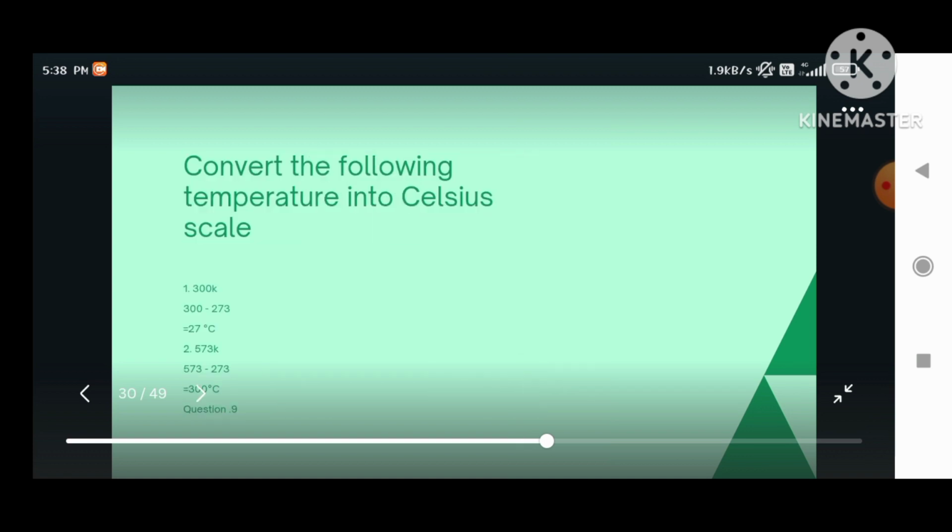Convert the following temperatures into Celsius scale. 300 K: 300 minus 273, then we get the answer 27 degrees Celsius. 573 K: further we get 573 minus 273, 300 degrees Celsius.